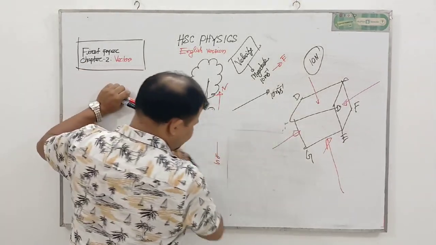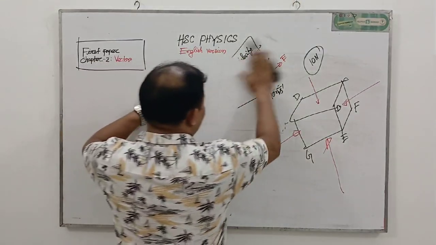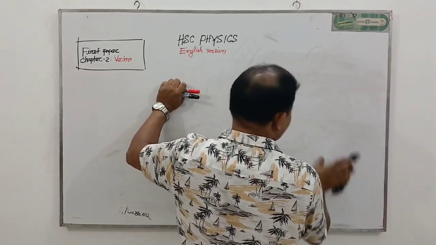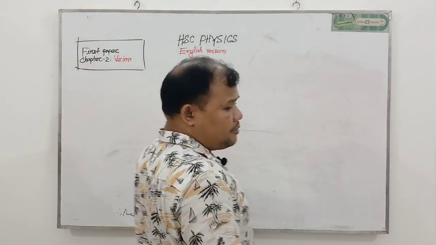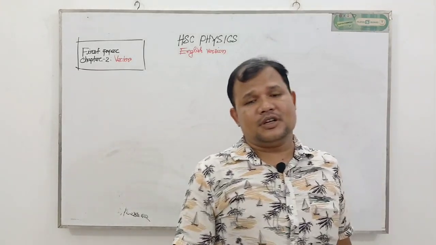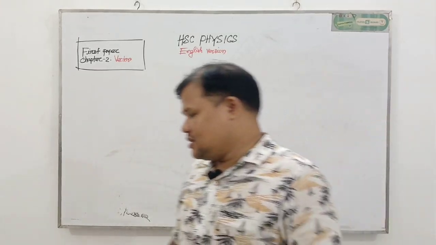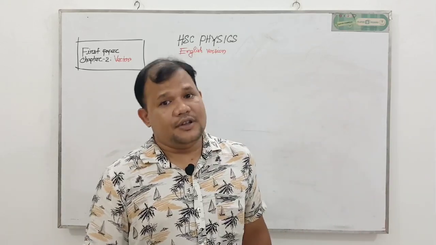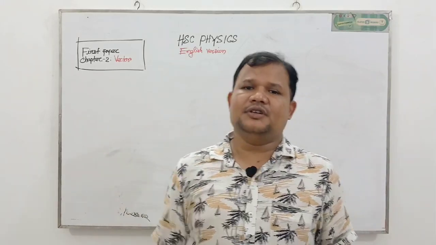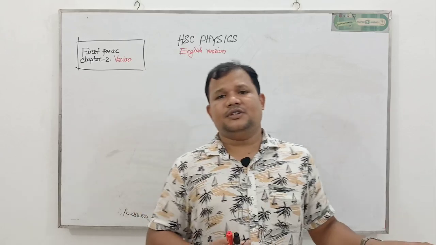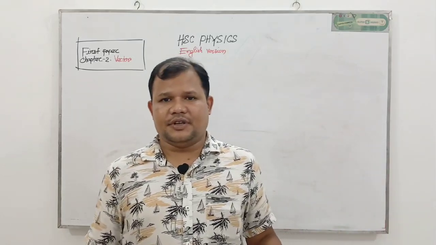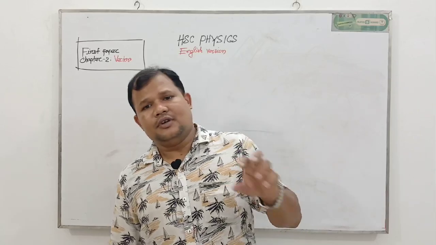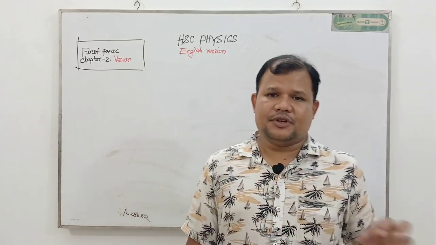My dear students, in this chapter we have already completed some topics: scalar quantities, vector quantities, fundamental quantities and derived quantities. In our first lecture we learned what quantities are, what fundamental quantities are, and what derived quantities are. According to the expression, quantities are mainly of two types: scalar quantities and vector quantities.